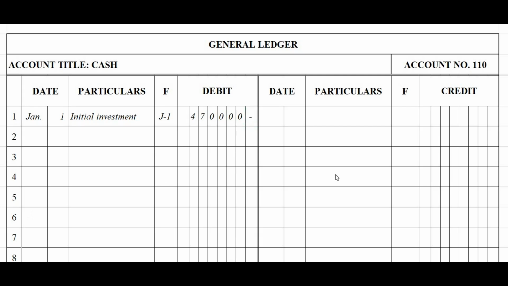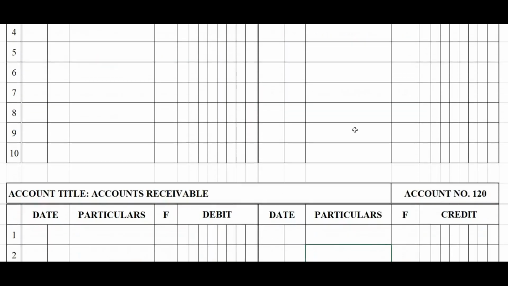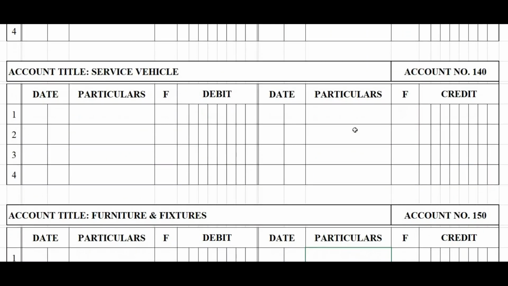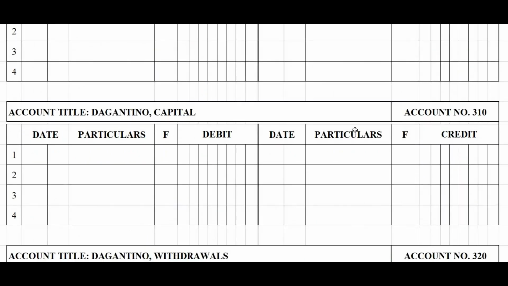So the next account was Dagantino capital. So you'll just have to look for Dagantino capital in your ledgers. So dito, take note, this was credited in the general journal. So, therefore, dito natin ilagay sa credit side. Okay, so this is initial investment. Okay, so that's journal, page 1.